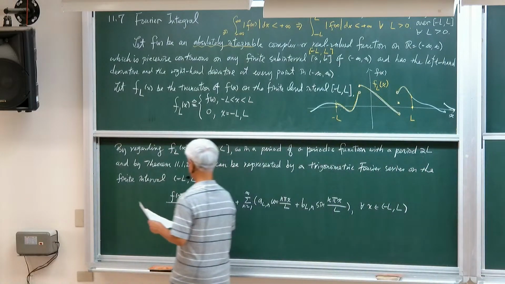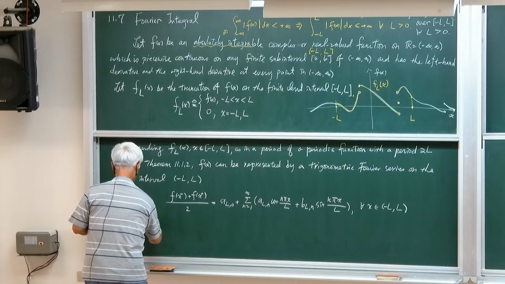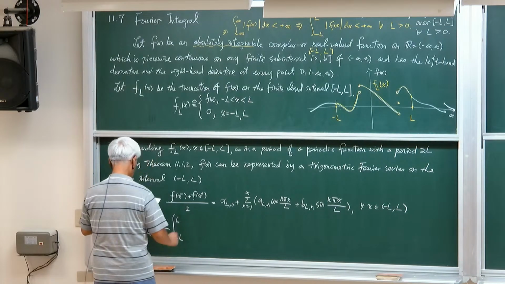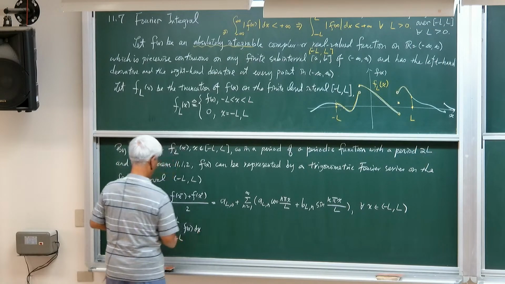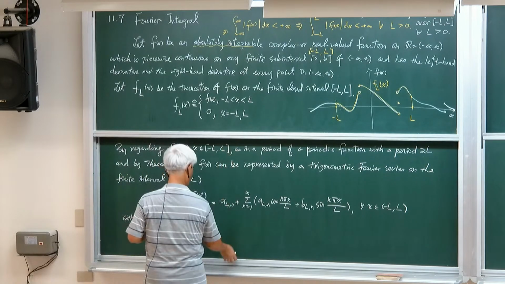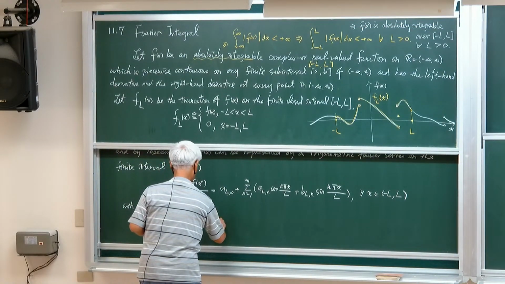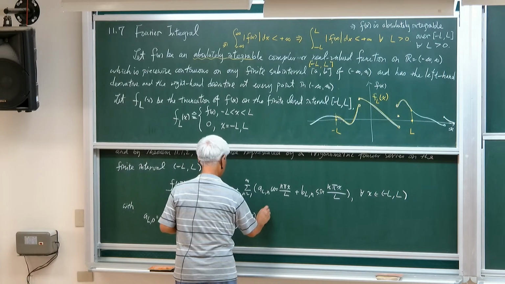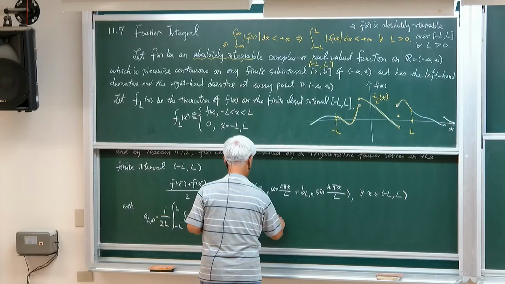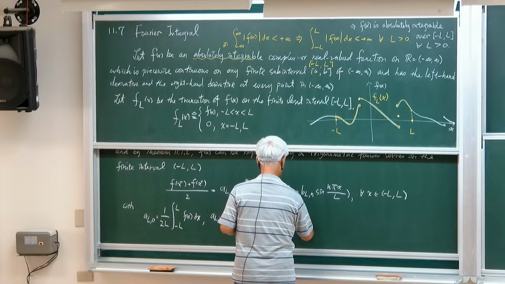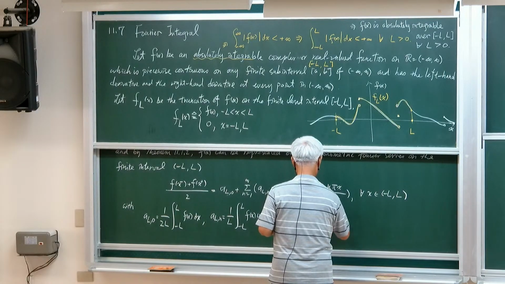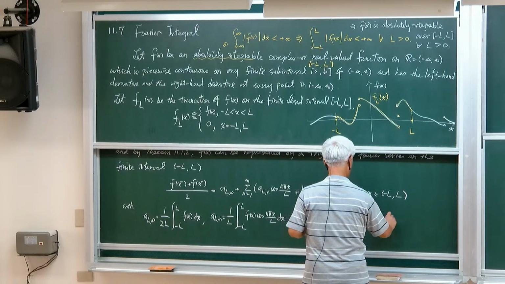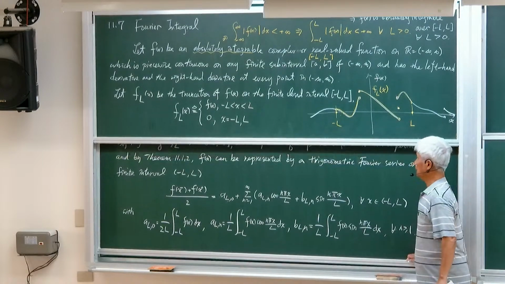And then the coefficients of the series are here: a0 is 1 over 2L times the integral of f of x from minus L to L, and a_n is 1 over L times the integral from minus L to L of f of x cosine n pi x divided by L dx, and b_n is 1 over L times the integral from minus L to L of f of x sine n pi x divided by L dx, for all n greater than or equal to 1.